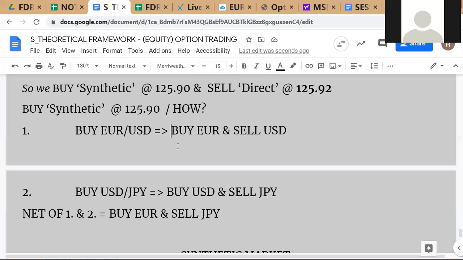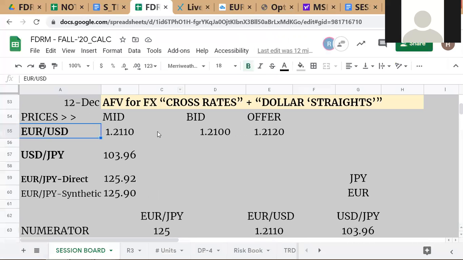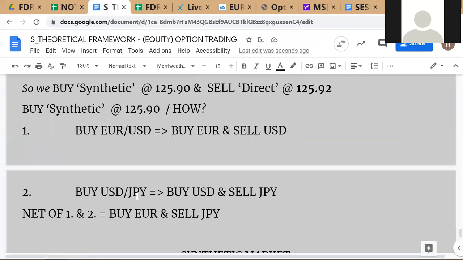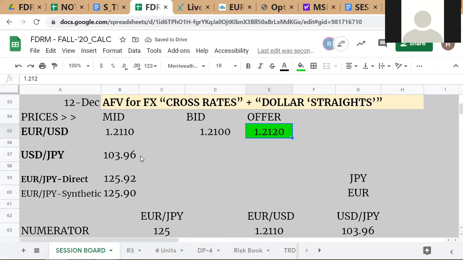Okay. So when you do this, you have to remember one more thing. That's why bid and offer comes in. You're buying euros and selling dollars. You will have to buy euros and sell dollars. You will have to deal on this guy's offer price. All right. Then what are you doing here? You will have to buy dollars and sell yen. Okay, if you have to buy dollars, it means you will again have to deal on the offer price.